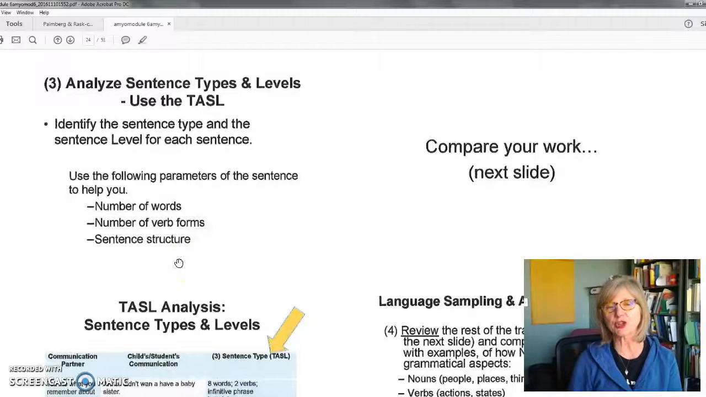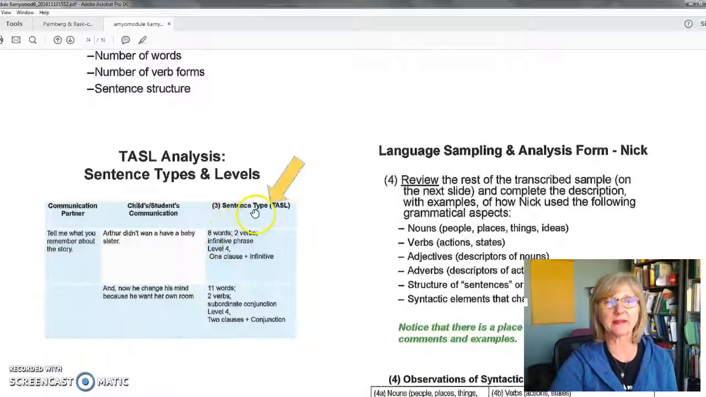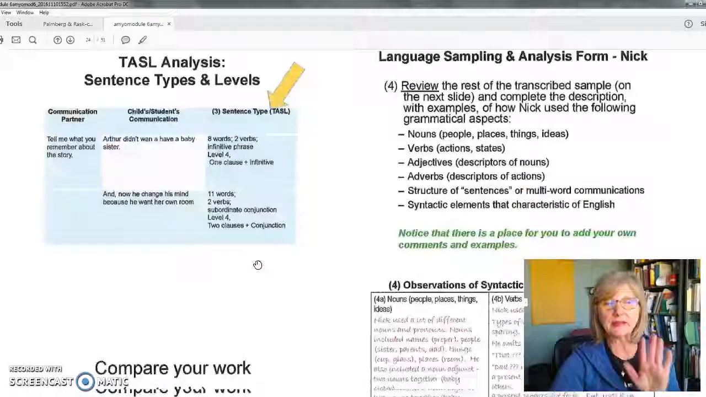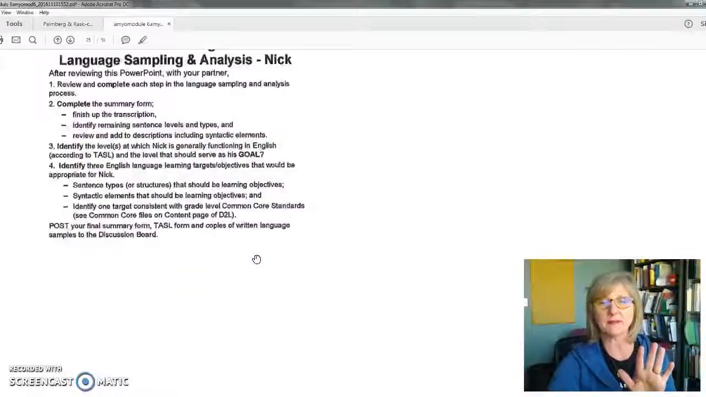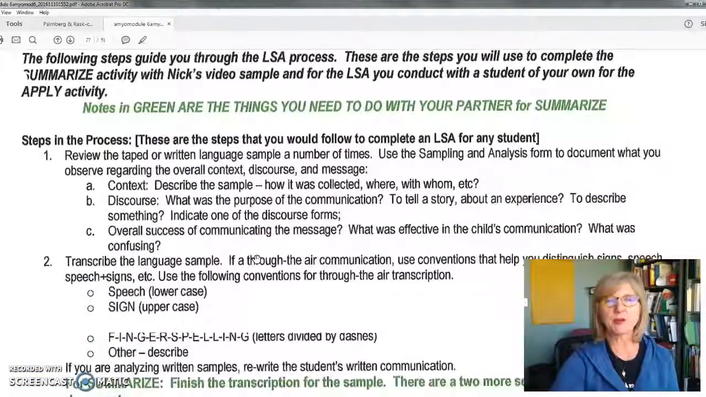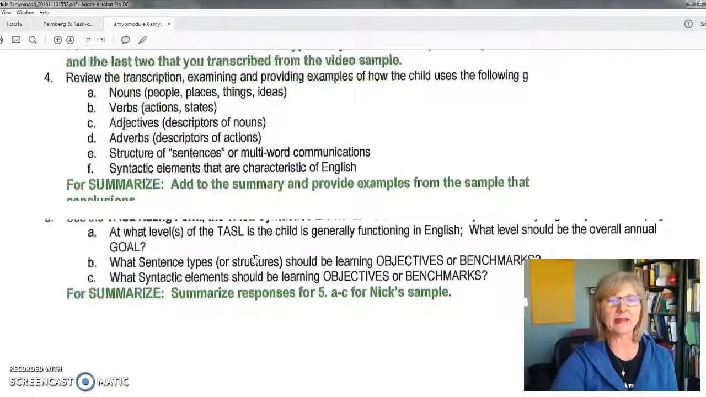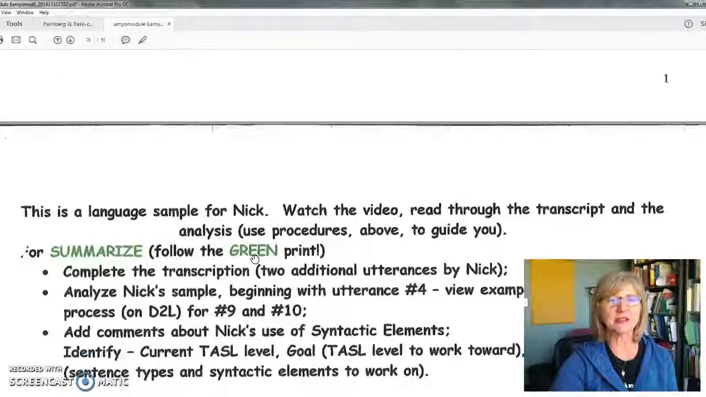And what I do is I determine for each utterance or each written language sample what level the student is on and what the structure is. So the sentence type, and 8 words, 2 verbs, level 4. And that's the structure. So this is just another way to give you some examples. Then these are the procedures. If you follow the procedures, again, it tells you exactly what to do.